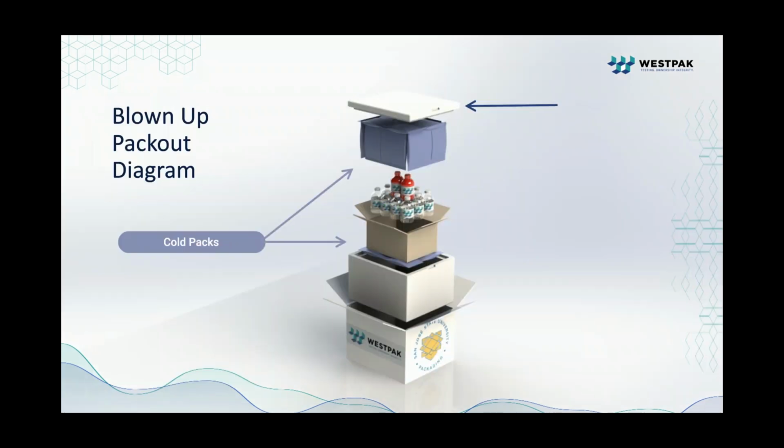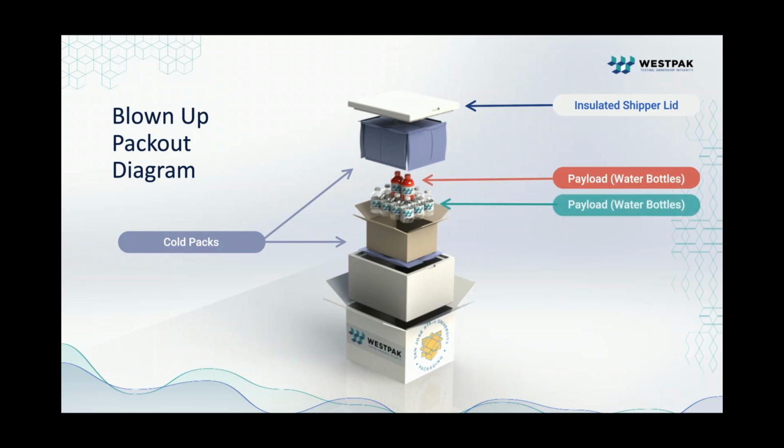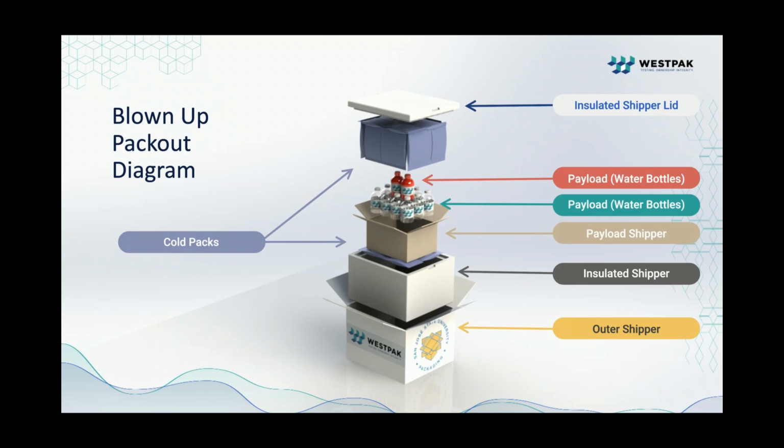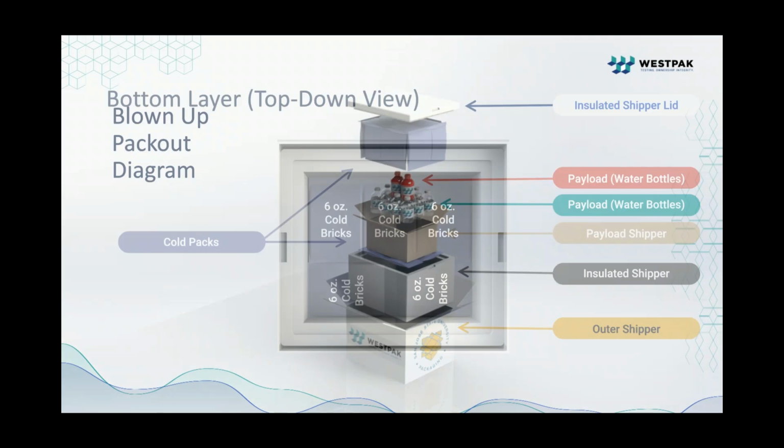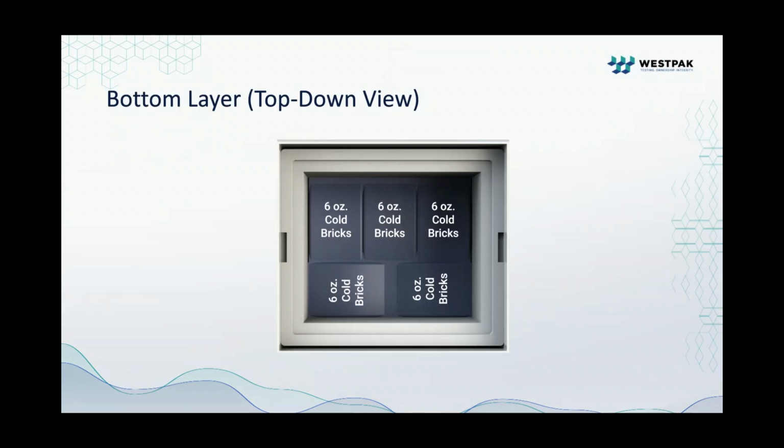Okay, and here's an example of our shipper. Like I mentioned, the payload inside our payload shipper, which is a corrugated fiberboard shipper, surrounded by gel bricks, the gel packs that we preconditioned at -20°C, all encased within an insulated shipper, and then all within our outer shipper there, bleached corrugated fiberboard. And then top-down view of our package system here.